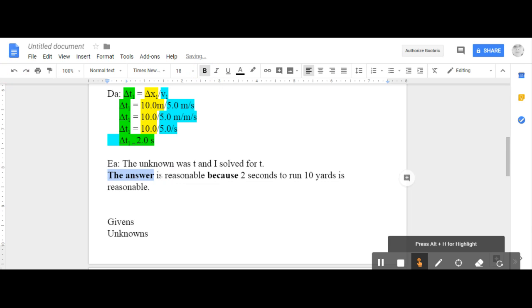These are the sentence stems you need when you're evaluating your answers. You need to write both sentences. They are worth 20 points together, and this is a great way of making sure you save your grade.